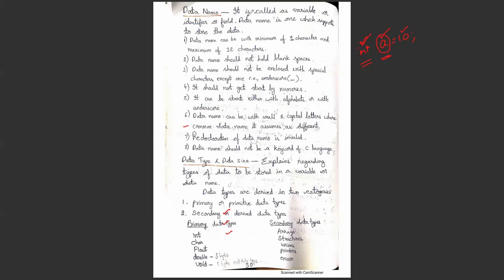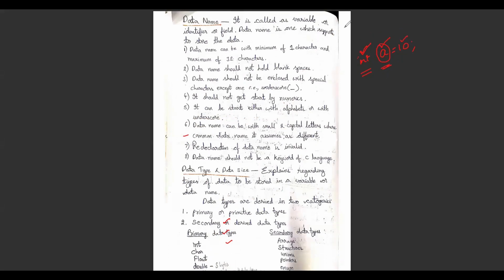Very important: data name is called a variable. I said this data name is called a variable, or it is called an identifier, or it is called a field. Data name is the one which supports storing the data. You can see here that a data name can be with a minimum of 1 character and a maximum of 32 characters. Here I'm going to take int, so you can see int a equals 10.